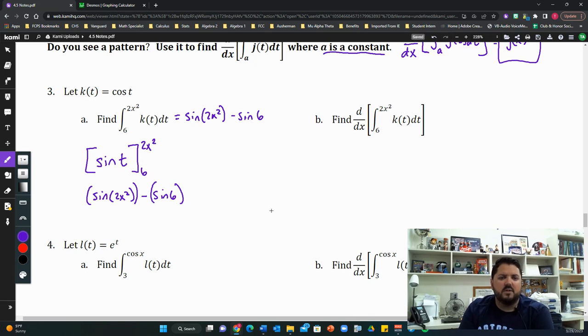Okay, well, if that's what that integral is equivalent to, for the second step, when I go to take the derivative of that, I am taking the derivative of this expression. Well, for the first guy, that is sine of something. So its derivative requires a chain rule.